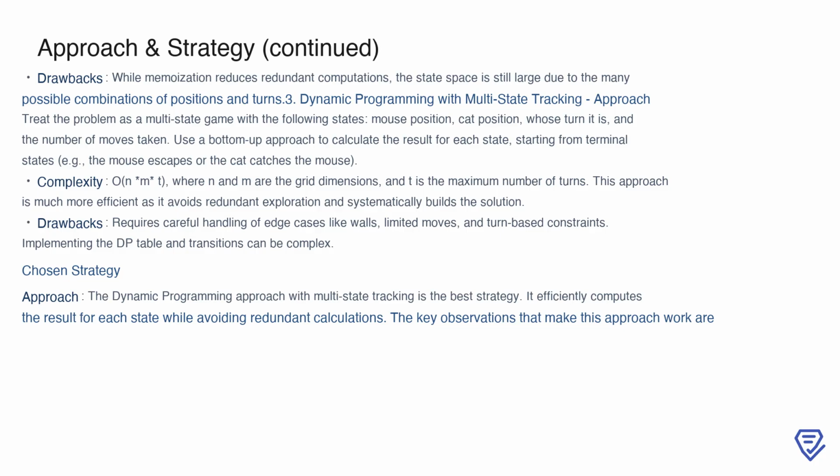To address this, we turn to a dynamic programming approach that tracks multiple states simultaneously. Here, the problem is treated as a multi-state game involving the positions of the mouse and cat, whose turn it is, and the number of moves taken.